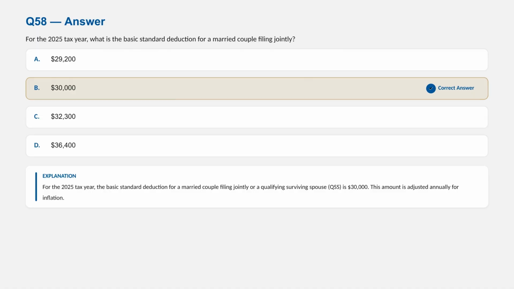The correct answer is B. $30,000. For the 2025 tax year, the basic standard deduction for a married couple filing jointly or a qualifying surviving spouse (QSS) is $30,000. This amount is adjusted annually for inflation. Great, now let's move to our next question.